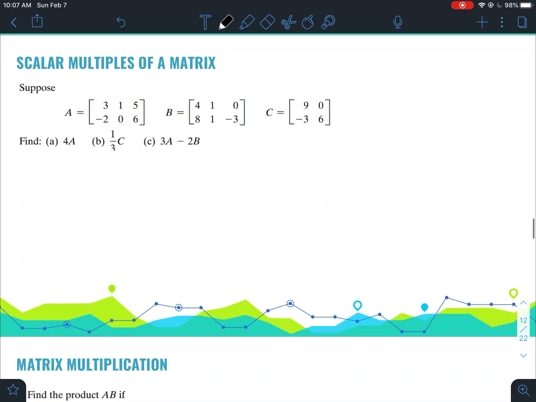All right, scalar multiples of a matrix, you just multiply every entry in the matrix by the scalar multiple.